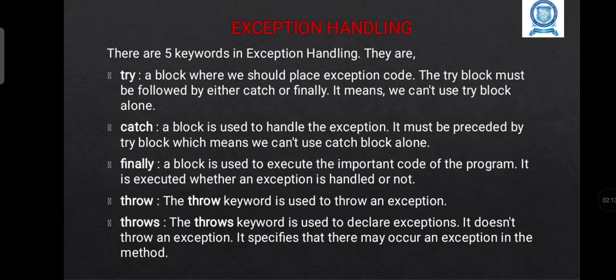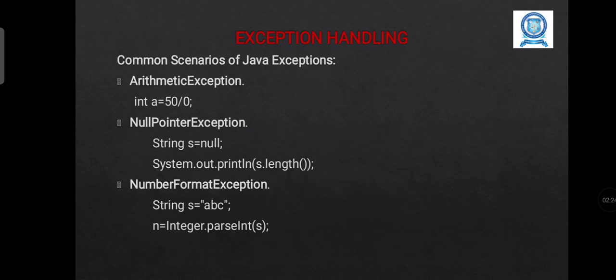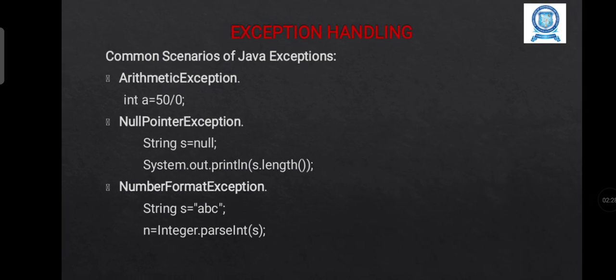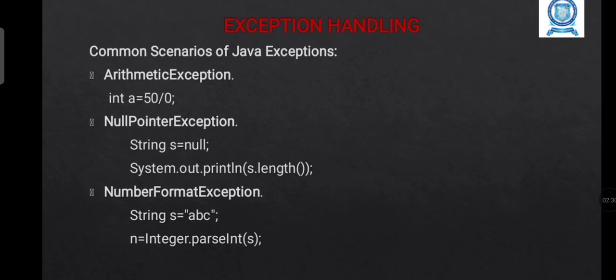Throw is the keyword used to throw an exception. The throws keyword is used to declare exceptions. It doesn't throw an exception. It specifies that there may occur an exception in the method. Let us see the situations that may cause us an exception.